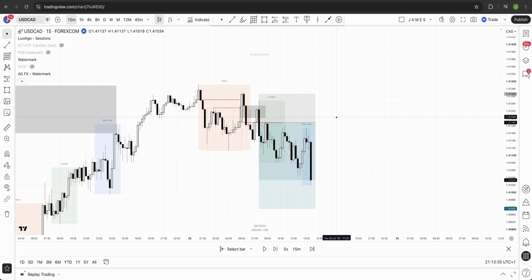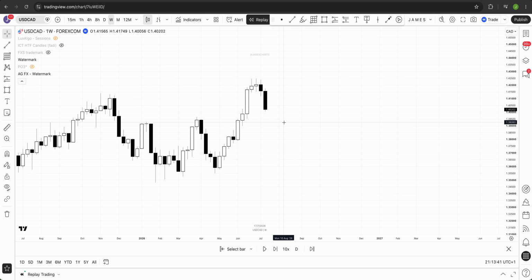So let's get into the higher time frames and exactly how I trade. So starting off on the weekly time frame, this is $CAD. Now, what we can see from price is we've recently taken out this high here. So we've got a bullish push to the upside, higher, and a low down here.